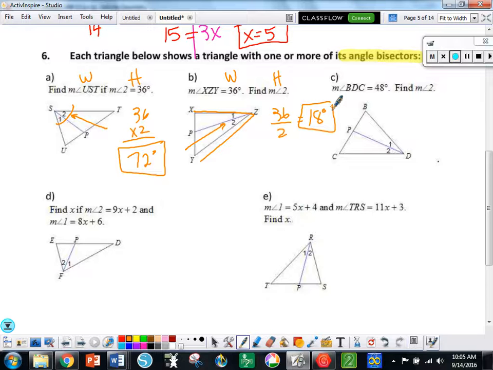Not angle 1, but it would be like measure of angle USD equals 72. As long as the 72 is there, I'm happy. Okay, so try part C. Let's make sure you do it right. So you could half it, you could double it, or it could be equal, depending on what you're looking for. Angle BCC is 48. Find angle 2.